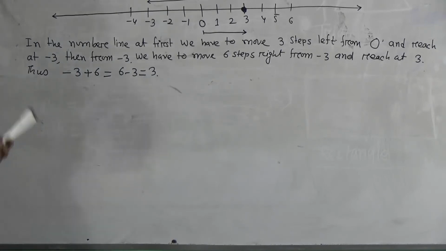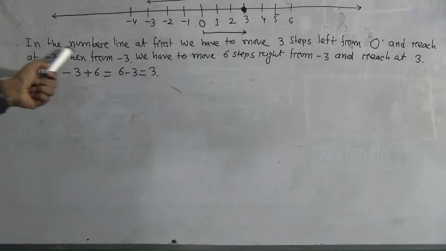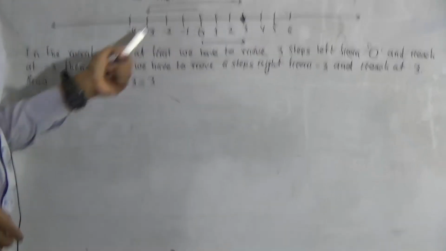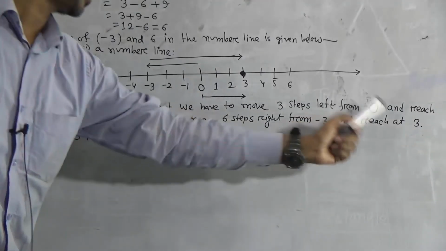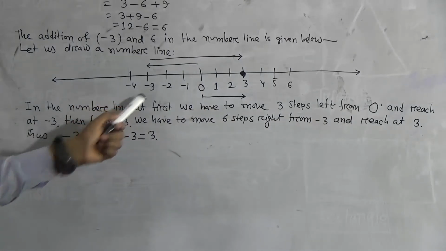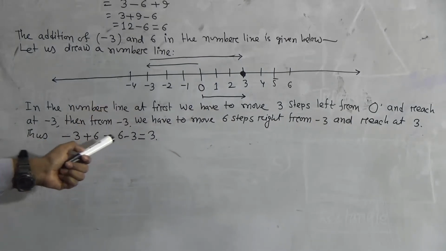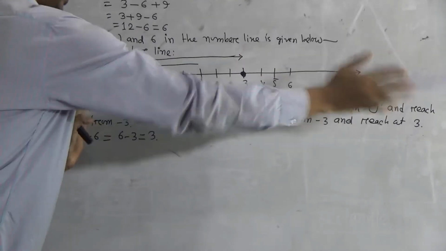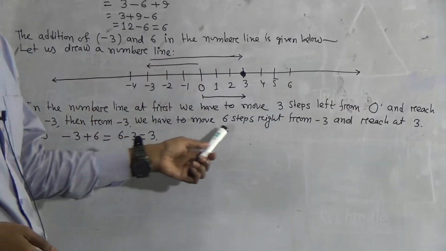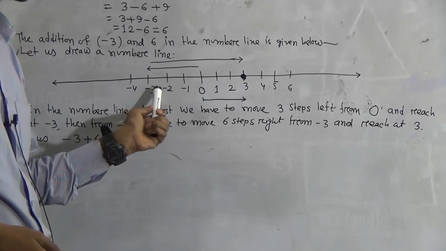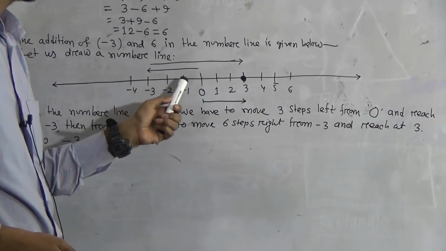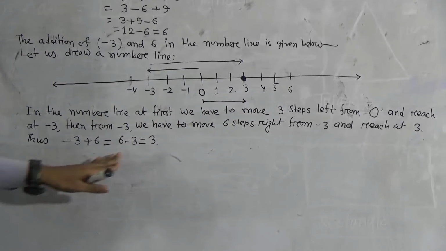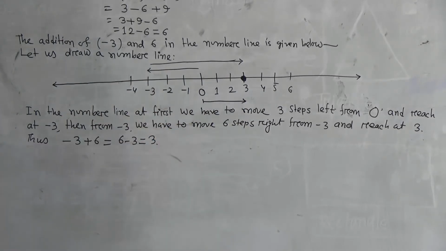Look student, again at first we have to draw a number line. Then in the number line, at first we have to move 3 steps left from 0 and reach at -3. Then from -3 we have to move 6 steps right. This is the right side and this is the left side. Look, 1, 2, 3, 4, 5, 6 and reach at 3. Thus -3 plus 6 equals 3.